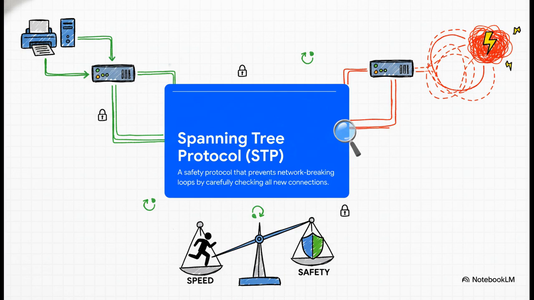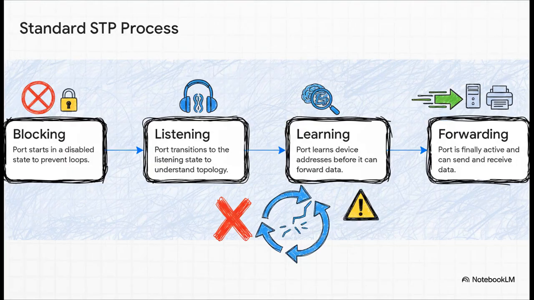Now, a loop is bad news. It's basically when data gets trapped, circling endlessly between switches, creating this massive traffic jam, a digital storm that can literally crash the entire network. So to stop that from happening, STP acts like a bouncer, carefully checking every new connection before it lets any data through. You see, a standard switch port doesn't just flick on.